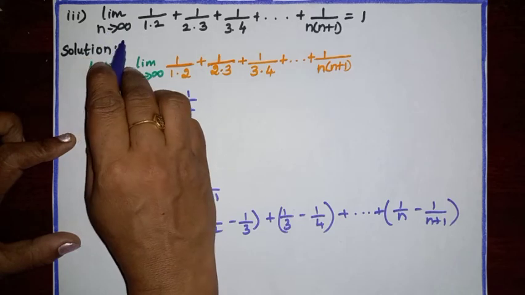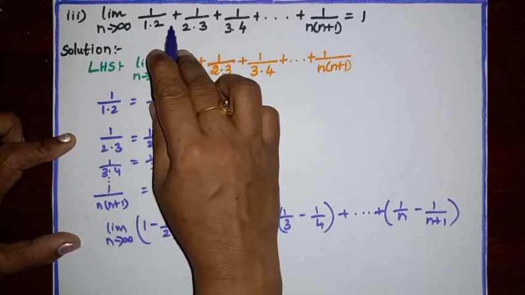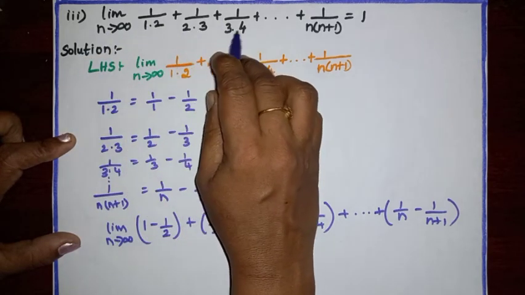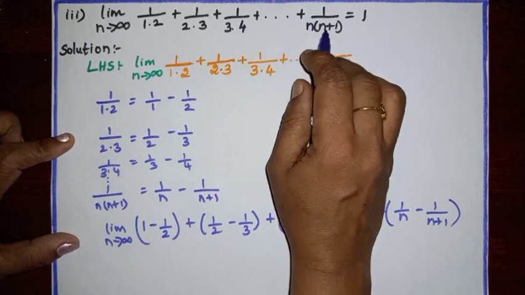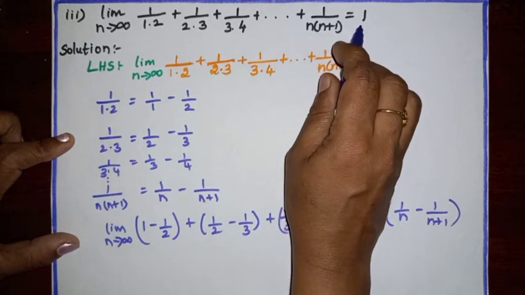Third subdivision: limit n tends to infinity of 1 by 1 into 2 plus 1 by 2 into 3 plus 1 by 3 into 4 plus dot dot, 1 by n into n plus 1, which is equal to 1.